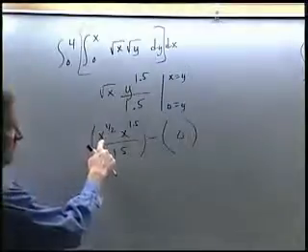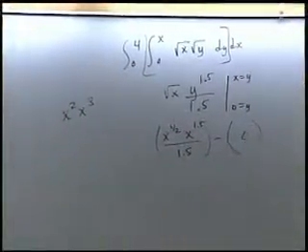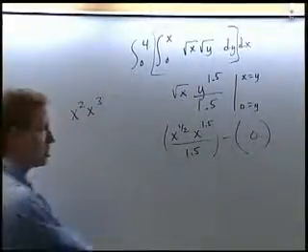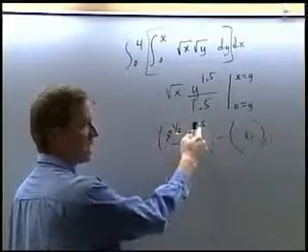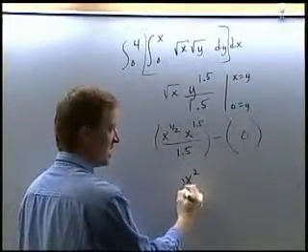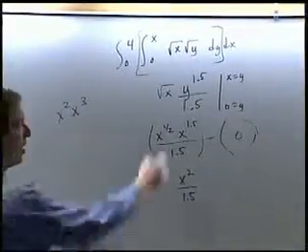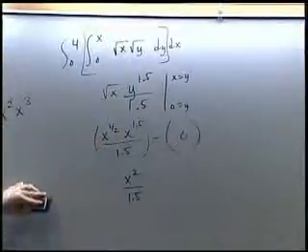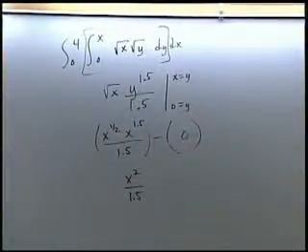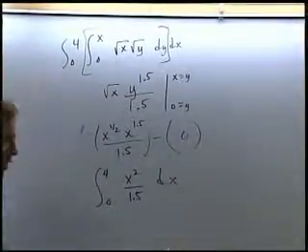If I had, just off to the side, x squared times x cubed, what would be the answer? X to the 5th. I just add those exponents together. So if I add these exponents together, I get what? X squared, right? So this simplifies to x squared divided by 1.5. All of this on the inside looks fairly complicated to start with, but now it's just x squared over 1.5. Now I drop down the second antiderivative, the second integral.